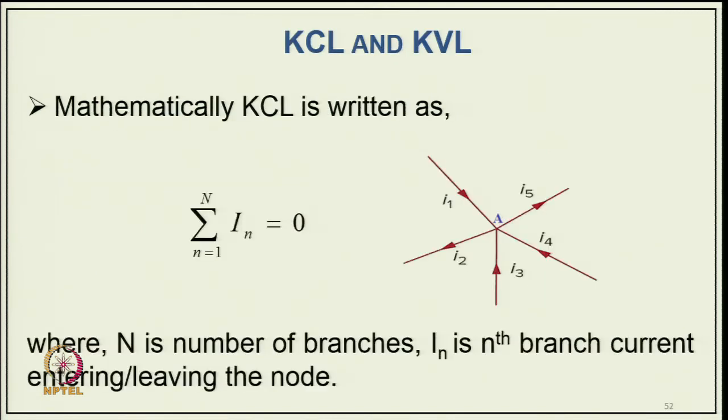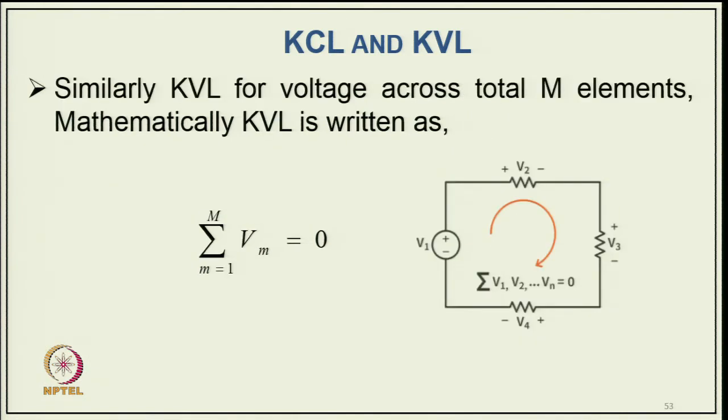Mathematically, KCL is written as the sum from n equal to 1 to N of In equal to 0. It means the sum of all currents is equal to 0 at a node, where N is the number of branches and In is the nth branch current entering or leaving the node. Then similarly for KVL, for voltage across a total of M elements, mathematically KVL is written as the sum from m equal to 1 to M of Vm equal to 0, where, as shown in the circuit, the sum is V1, V2 and Vn.